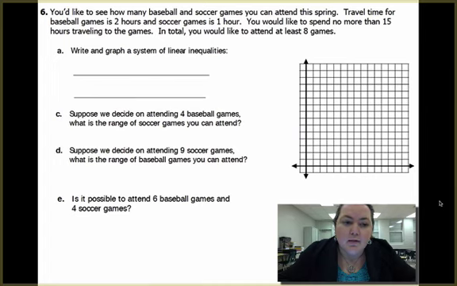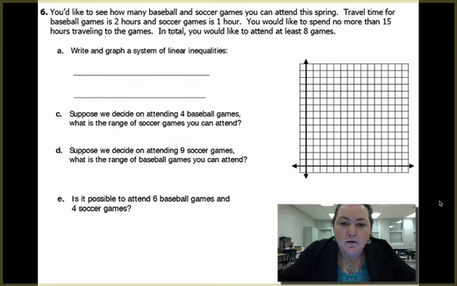Alright, number 6. You'd like to see how many baseball and soccer games you can attend this spring. Travel time for baseball games is 2 hours, and soccer games is 1 hour. You would like to spend no more than 15 hours traveling to the games. In total, you would like to attend at least 8 games. Write and graph a system of inequalities.